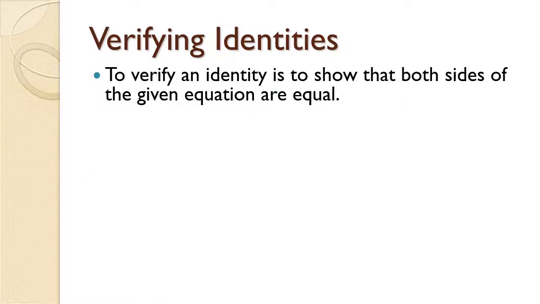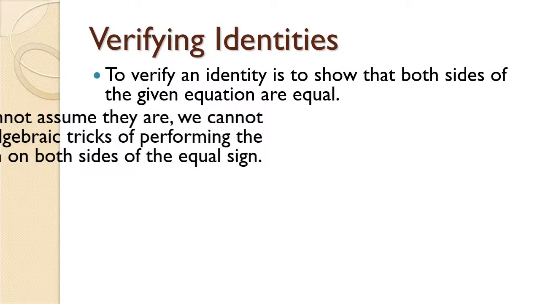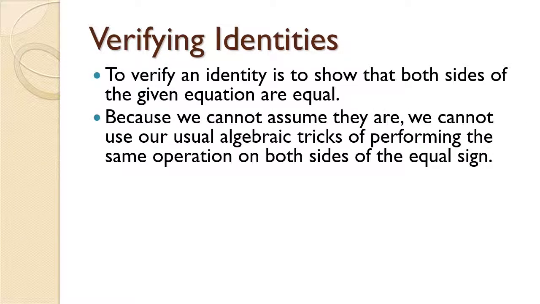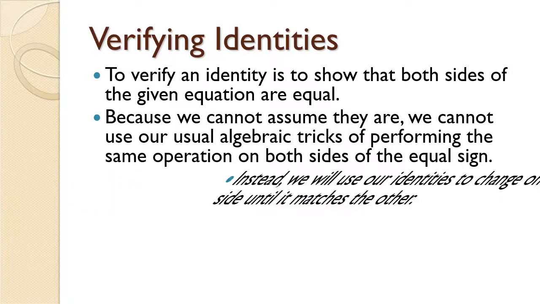To verify an identity means to show that both sides of a given equation are equal. And in order to do this, we cannot use our usual algebraic tricks because we can't assume they are equal. We're trying to actually prove that they are. So you can't add, subtract, multiply, or divide both sides of the equation or square both sides of the equation in order to do this. You have to work with one side at a time, and you can't go and shift things between sides.